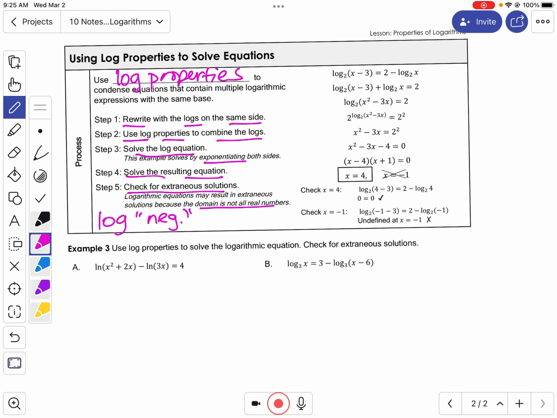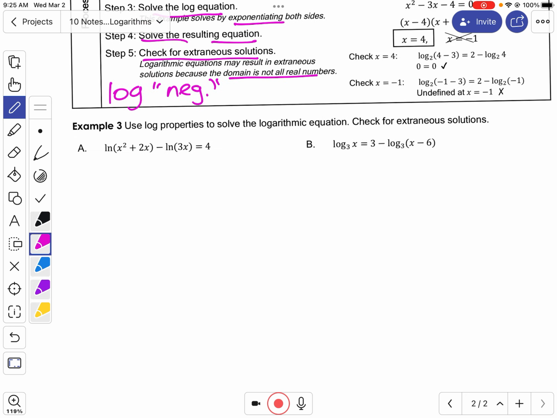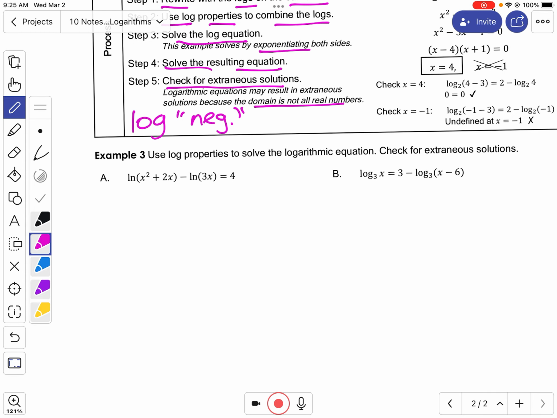Okay, all right, so looking at it, first thing I need to do is look and see if I have all my logs on one side, and notice I do. Also notice the bases are the same, so I'm going to condense them. I'm writing natural log, and since I'm subtracting, I divide it. I take the first term, which is x squared plus 2x, and I divide it by whatever I'm subtracting, which is 3x. So remember, to condense, you write one log, and it equals 4.